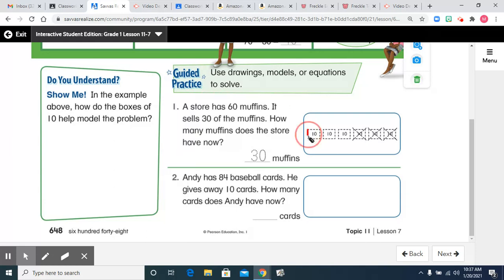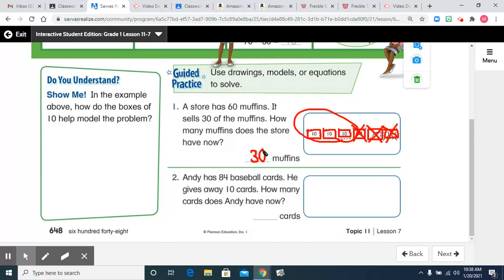Okay, so they drew 60 muffins. So they just made boxes with tens in them. So 10, 20, 30, 40, 50, and 60. Now it says it sells 30 of them, so they got rid of 30. So let's cross out 10, 20, 30. And how many muffins does the store have now? Well, here's what we have left. So we have 10, 20, 30 left. 30 muffins. So trace 30.